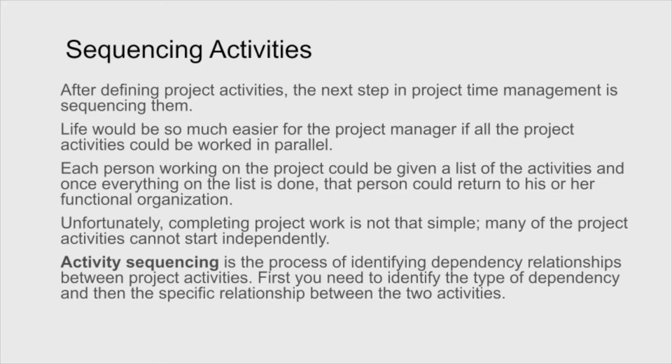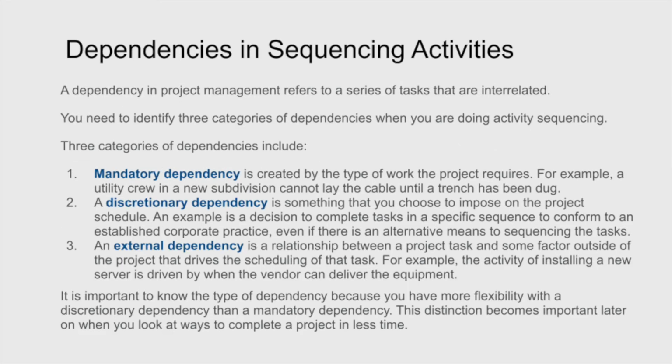Many of the project activities cannot start independent of one another, so activity sequencing is a process of identifying dependency relationships. What needs to be done first, what needs to be done second, between project activities. First, you need to identify the type of dependency and then the specific relationship between the two activities. So talking about dependencies, these are things that inflict problems on projects. So you need to identify 3 categories of dependencies.